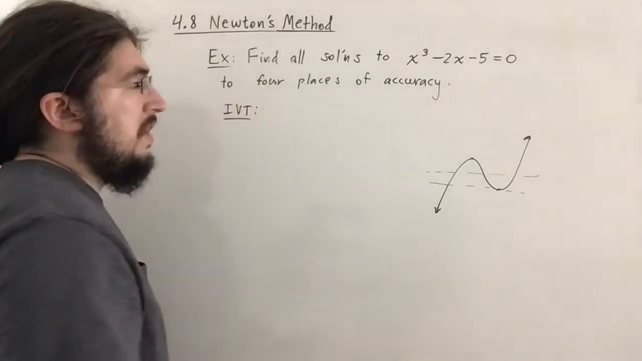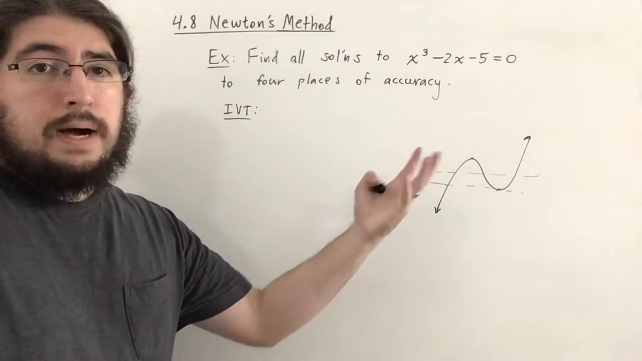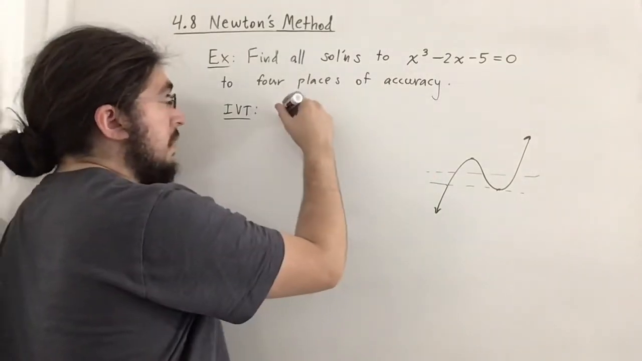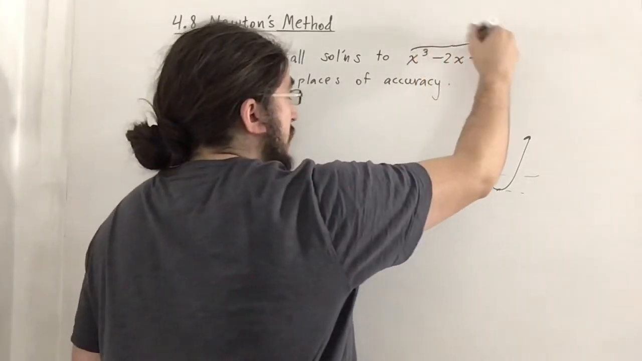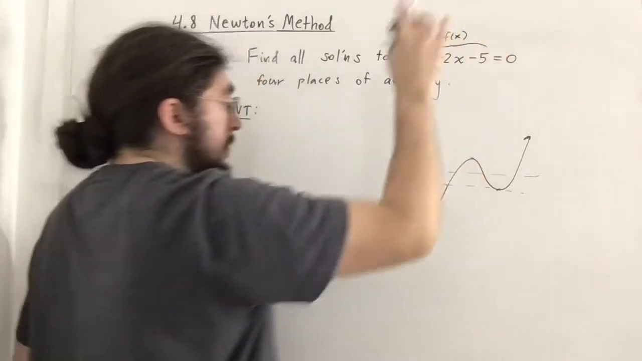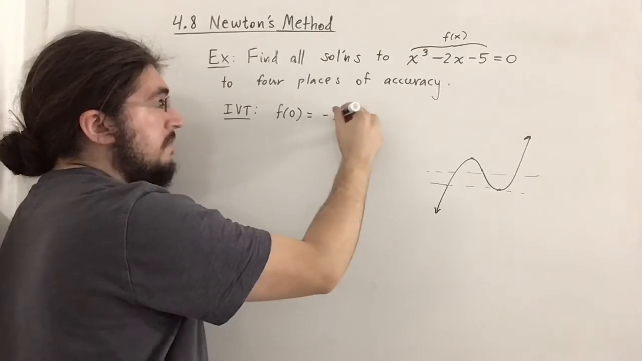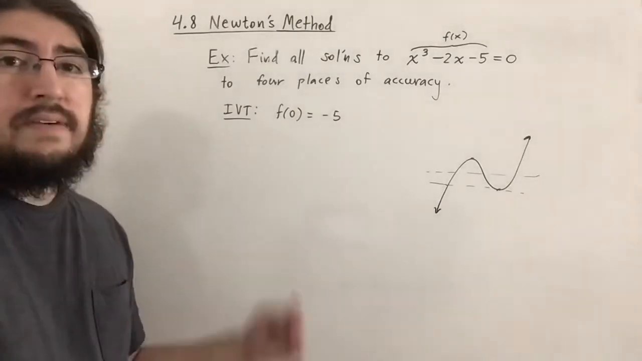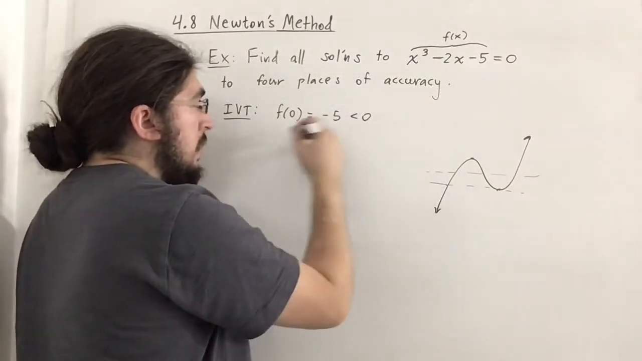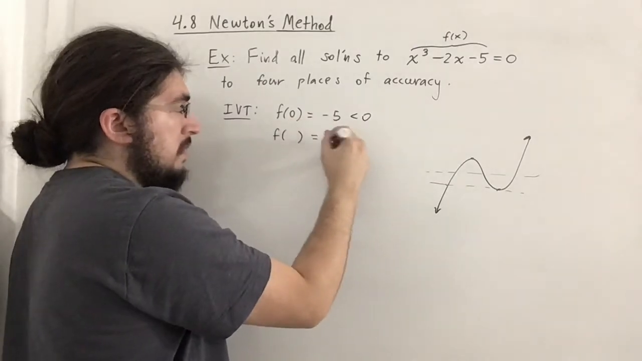So we're going to pick some values. One will output a positive value, and one will output a negative value. Notice we're going to call this function f of x. I think that part's kind of clear. Now notice when you plug in 0, clearly you get negative 5. So it's a negative value, so it's less than 0. Good. And now we want to plug in some value that will give us a positive.